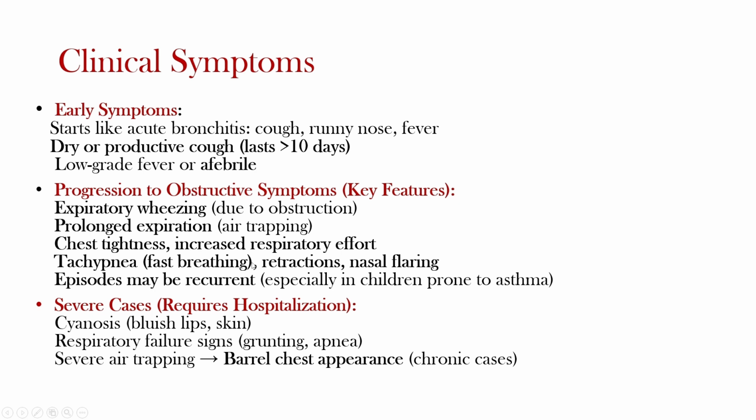Episodes may be recurrent, especially in children prone to asthma. In the severe cases, we'll have cyanosis, respiratory failure signs, apnea, for example, and severe air trapping. We can see the barrel chest appearance in some cases.